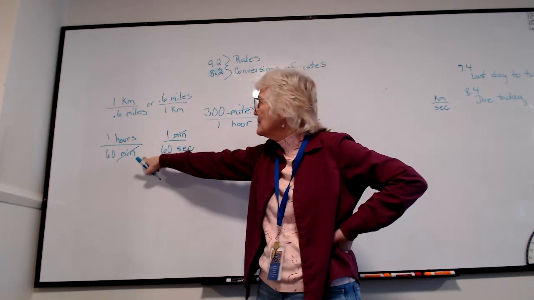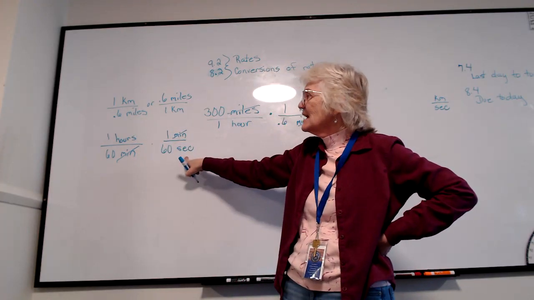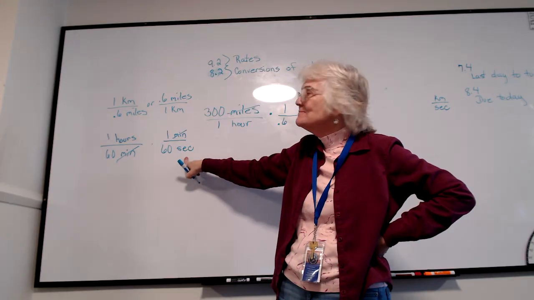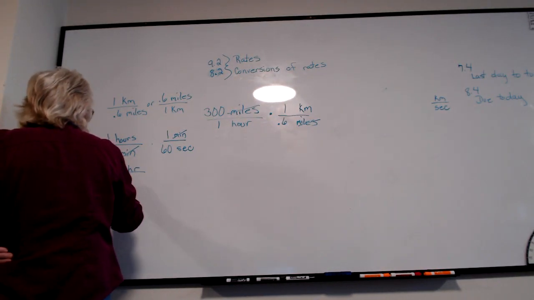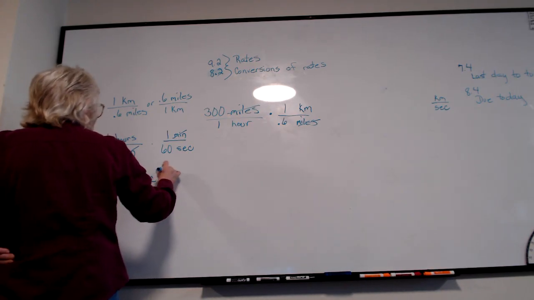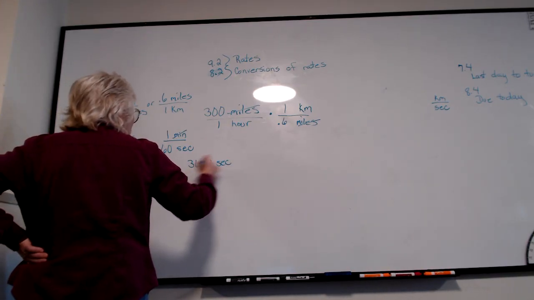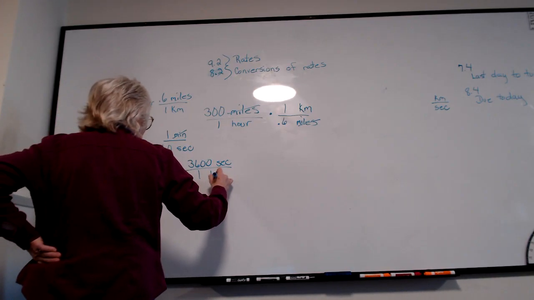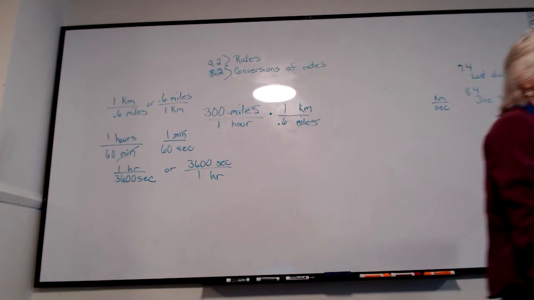Okay, you see how I made that? I canceled out the minutes. 1 hour is 60 minutes, 1 minute is 60 seconds. We can do the same thing. So now I have 1 hour equals 3,600 seconds, or 3,600 seconds is the same as 1 hour. I can write them either way, depending on what we need to do.